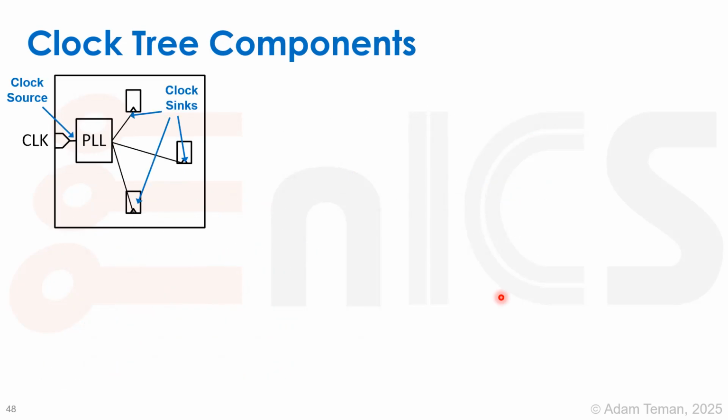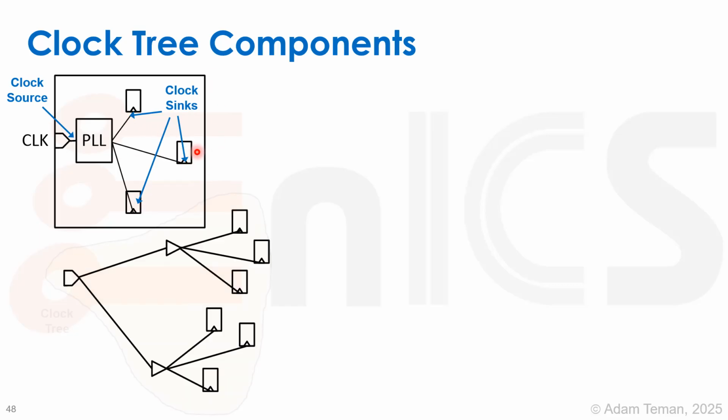So the clock tree components that we have are basically the clock source, which we showed before. So this clock IO pin, in this case CLK, is going to be the clock source. It could also be the source of the PLL, could also be a clock source. But these are the clock sources, and the clock sinks, which are going to be the clock pins of the flip-flops that are driven by whatever the clock source is. So these are the clock source and the clock sinks.